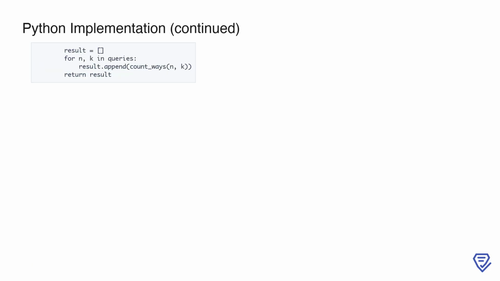Now, we complete the ways_to_fill_array method by defining an empty list called result, which will store the output for each query. We iterate over the given queries, where each query provides values for n and k. For every query, we calculate the number of ways using the count_ways function and append the result to the result list. Finally, we return the result list, which contains the answers for all the input queries. This approach leverages modular arithmetic, prime factorization, and combinatorics to efficiently compute the required values, even for large inputs.